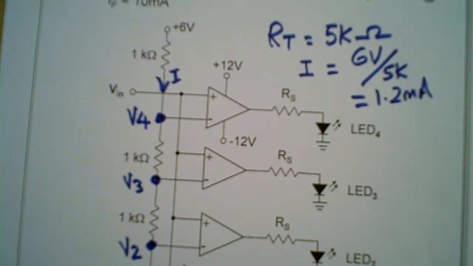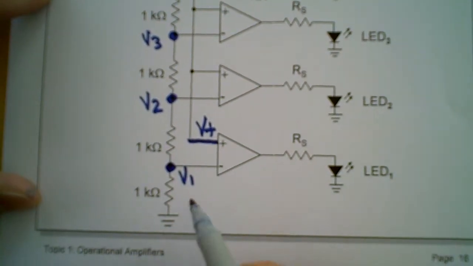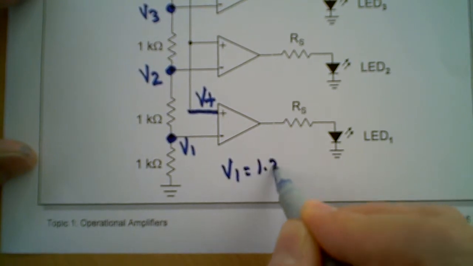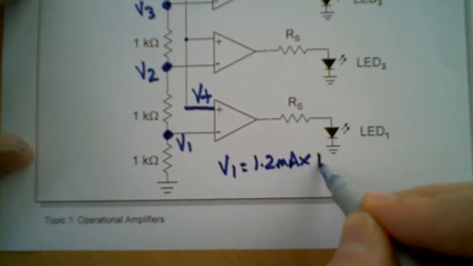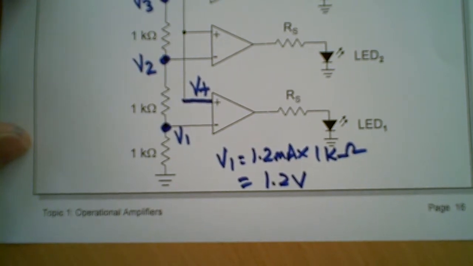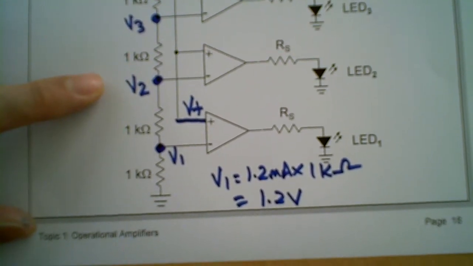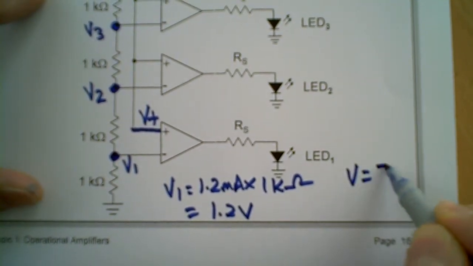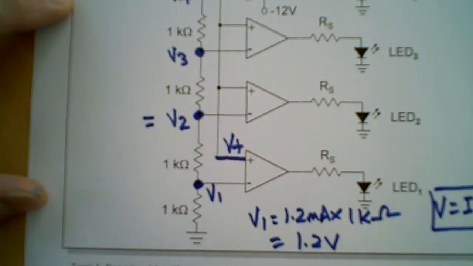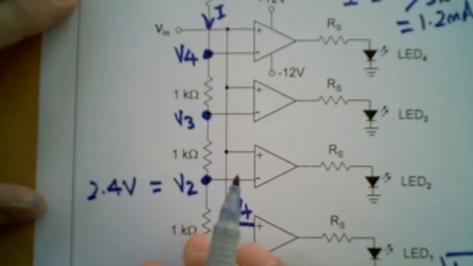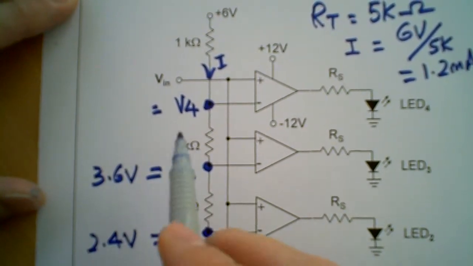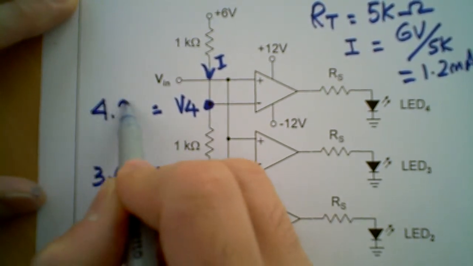Then we can determine the voltage at V1, which is 1.2 milliamp times the resistance of 1 kilo ohm, which gives 1.2 volts. Now V2, similarly, we will do the same. Remember, we are going back to the basics of V equals IR. Similarly you can determine V2, which is 2.4 volts, V3, which is 3.6 volts, and V4, if you work it out, is 4.8 volts.